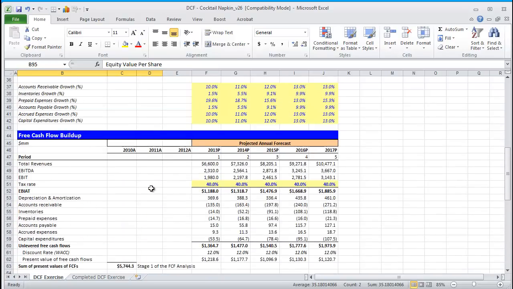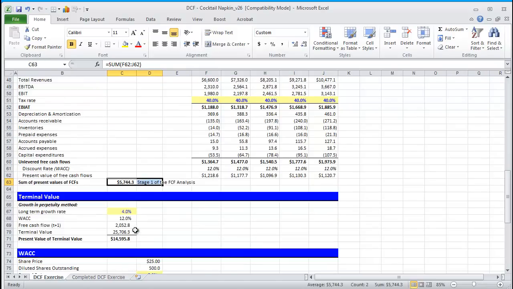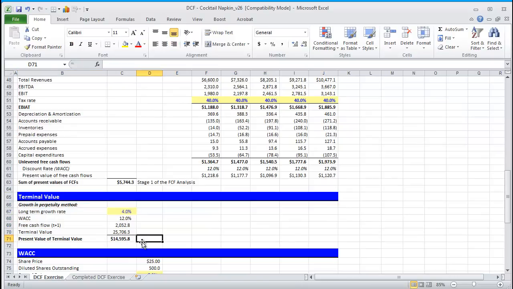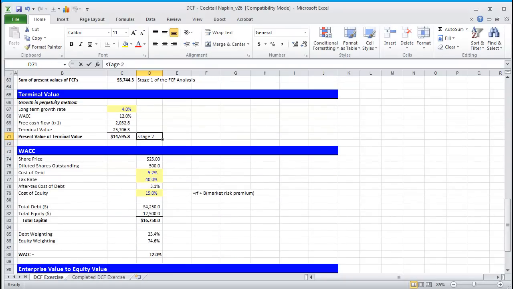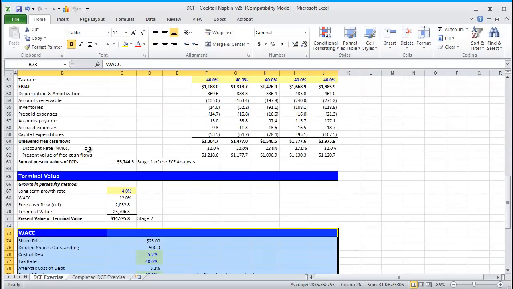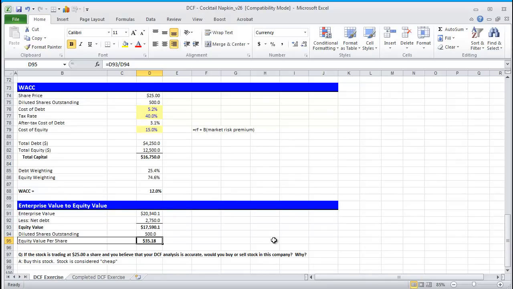So just to quickly recap what we did, we forecasted free cash flows into the future. We discounted them back to the present using a discount rate that reflects the riskiness of the capital. That gave us stage one. We then calculated stage two, which is value beyond the explicit forecasted period. And that gave us a stage two value of $14,595.8. After calculating stage one and stage two, we calculated WACC. We're using WACC because we want to use a discount rate that's available to all providers of capital. So then we're able to discount stage one and stage two back to the present. Adding both together gives us enterprise value. Subtracting out all non-equity claims gives us equity value. And dividing by the diluted share count gives us an equity value per share to which we can compare market value to make a decision.